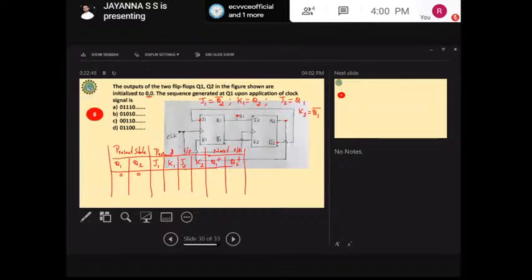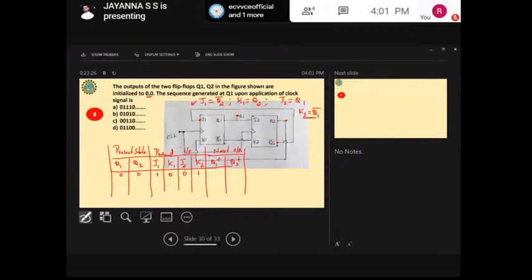For the first combination, they have given that Q1 equal to 0, Q2 equal to 0. If Q1 equal to 0 and Q2 equal to 0, check what is J1. Since J1 is equal to Q2 bar, obviously I'm going to get 1 here. Since Q2 is equal to 0, K1 is equal to 0, so I'm going to get 0 here. Next, look at J2. J2 is equal to Q1, and Q1 is equal to 0. K2 is equal to Q1 bar, so we're going to write 1 here.